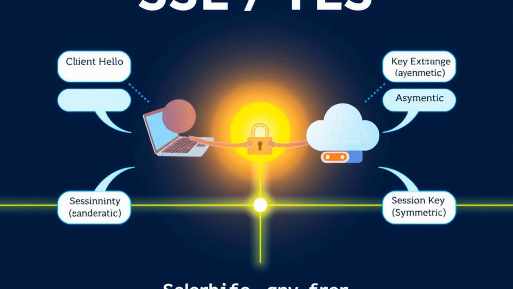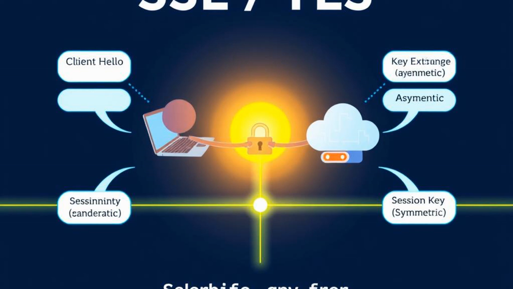This is where SSL/TLS, Secure Sockets Layer, and its successor, Transport Layer Security, come into play. SSL/TLS protocols are the gold standard for creating encrypted, authenticated communication channels over a network, effectively building a secure, private tunnel through the public internet. So, how does this secure tunnel get built? It all starts with the SSL/TLS handshake.